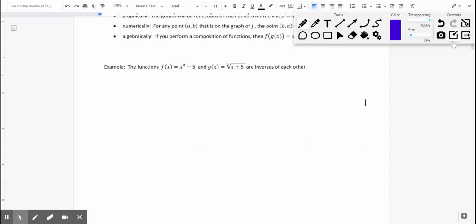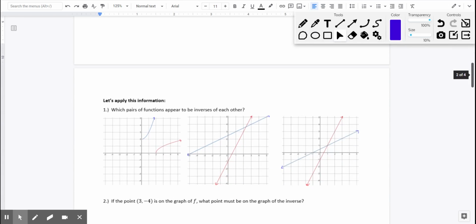All right, now that we've reviewed from Algebra 2, for those of you in the pre-cal class, you did this last year in Algebra 2. In Unified, I believe this is a new topic for you. We're going to go ahead and apply what we just learned or reviewed.